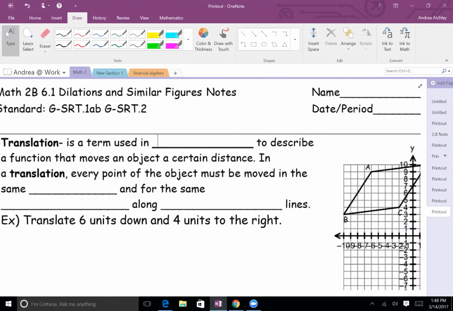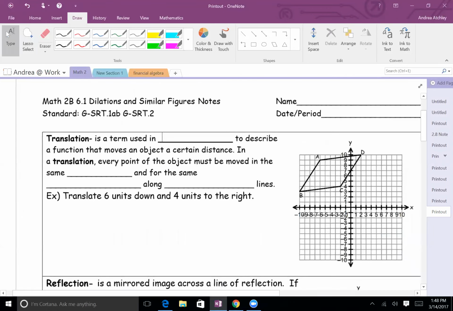Translation is a term used in geometry to describe a function that moves an object a certain distance. In a translation, every point of the object must be moved in the same direction and for the same distance, along parallel lines.